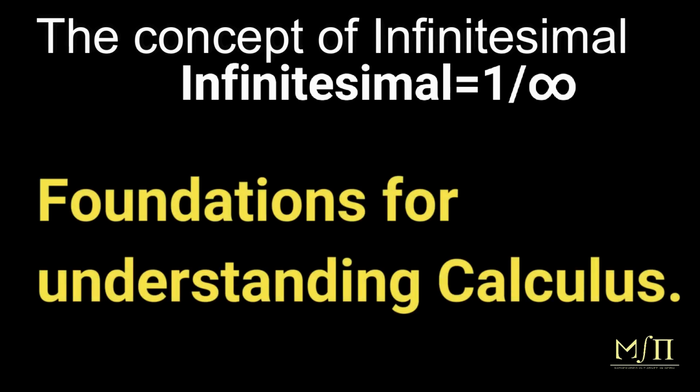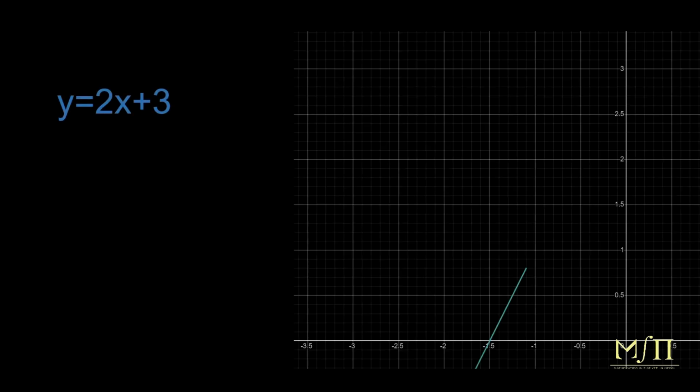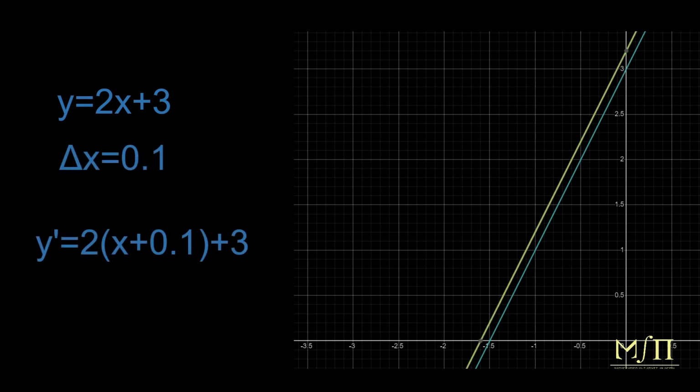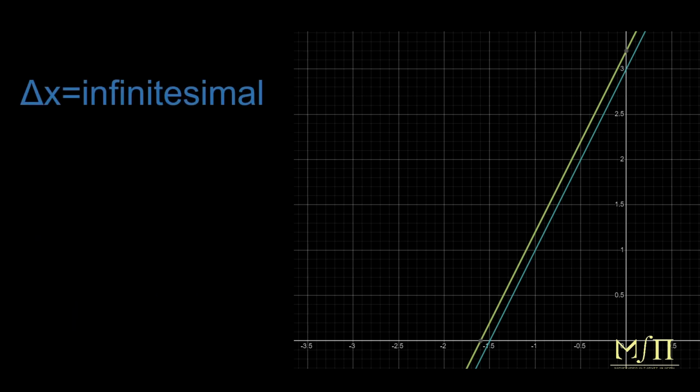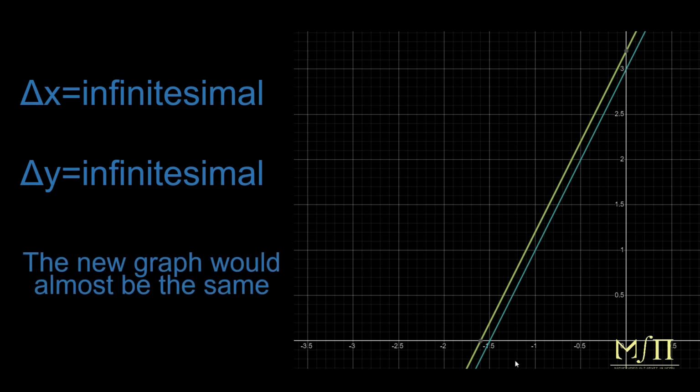Now let's look at some graphs. Let's consider a function y equals 2x plus 3. Now we increase the value of x by only 0.1. Then the graph is shifted by only 0.2 units upward. But if we increase the value of x by an infinitesimal, the change in y would be so small that it is better to consider the graph did not change at all.